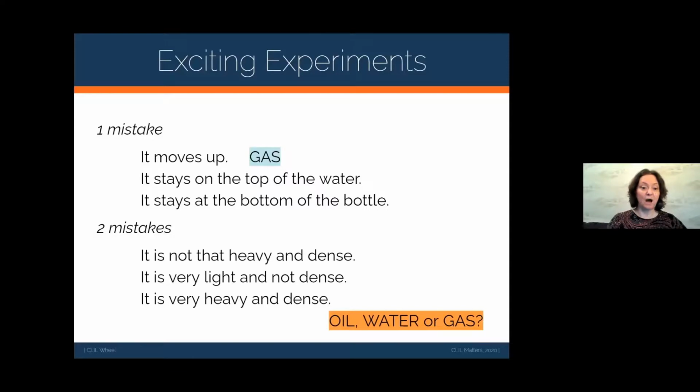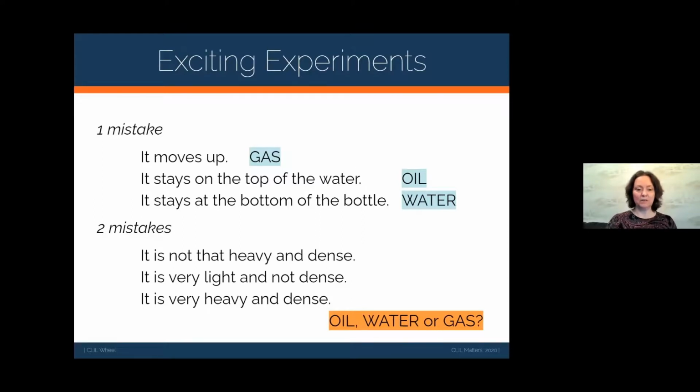It moves up, so that's gas. It stays on the top of the water, it's oil. It stays at the bottom of the bottle, it's water. So I'm only talking about the position in the bottle. But now I'm going to look at light or heavy with the word dense, because actually what I'm trying to teach is the concept of density.